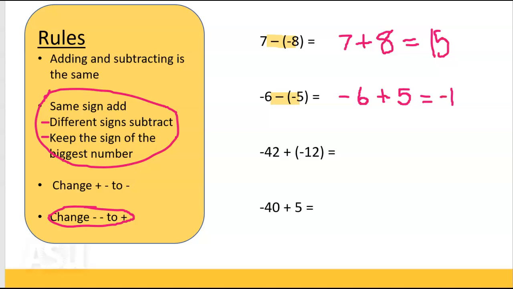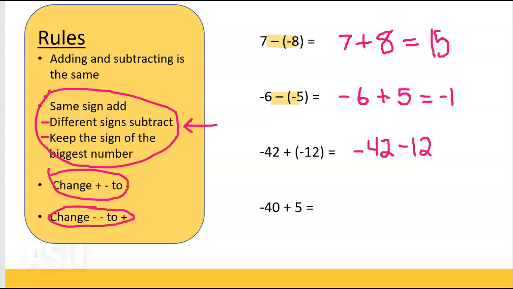All right, the next one we have -42 plus a -12. So for this one, we're going to change the plus minus to just a minus. So we'll have -42 minus 12. And then we're going to go ahead and follow these rules too. So we have the same signs, -42 and -12. The minus in front of the 12 makes it negative.